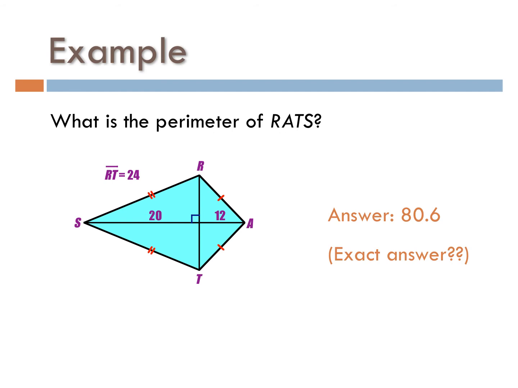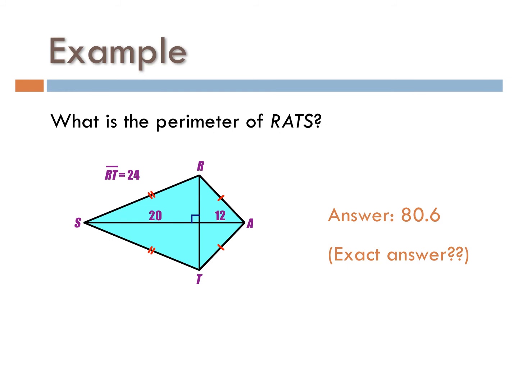Kite, because the diagonals are perpendicular, leads us to a lot of right triangle information, such as Pythagorean theorem, such as trig that we could use. Law of sines, law of cosines could be used. Everything that we've learned before can be used again.